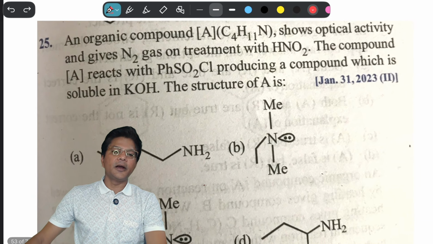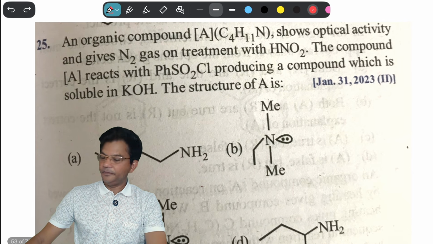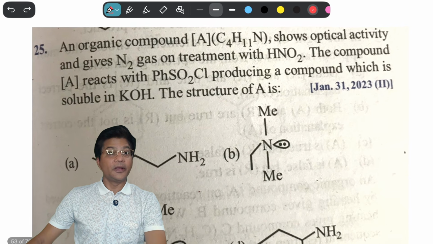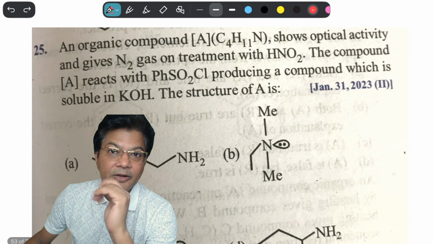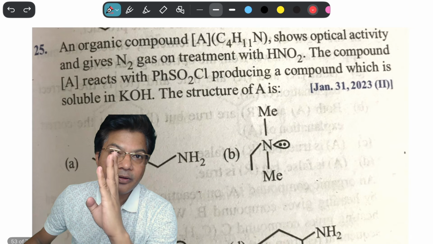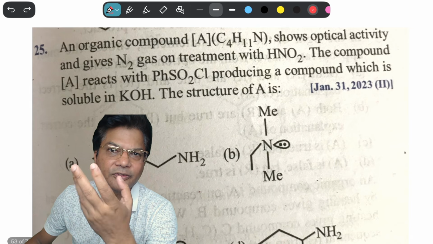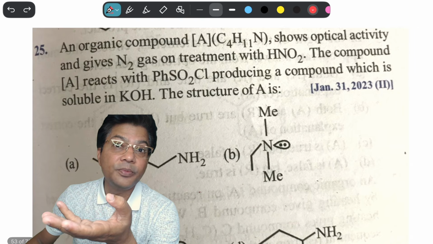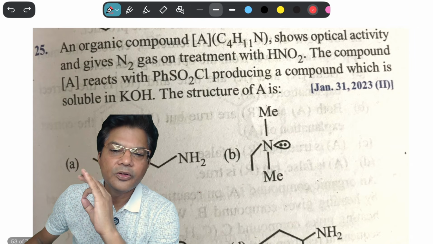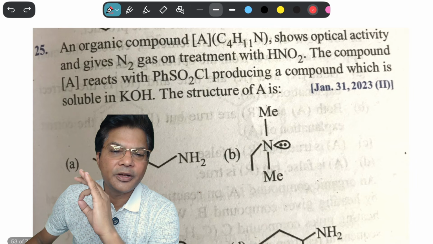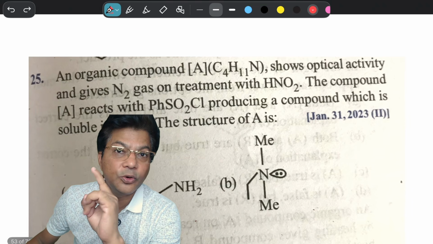An organic compound C4H11N shows optical activity. That means it is optically active. That means it must have no plane of symmetry, no center of symmetry. Or you can say it must have nitrogen to be chiral or carbon to be chiral. Let's read it out. And gives N2 on treatment with HNO2. HNO2 is produced by NaNO2 HCl.